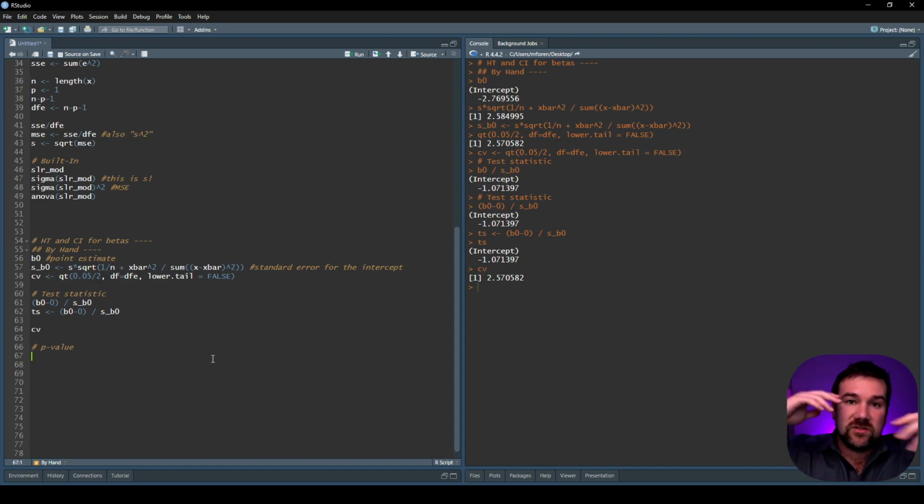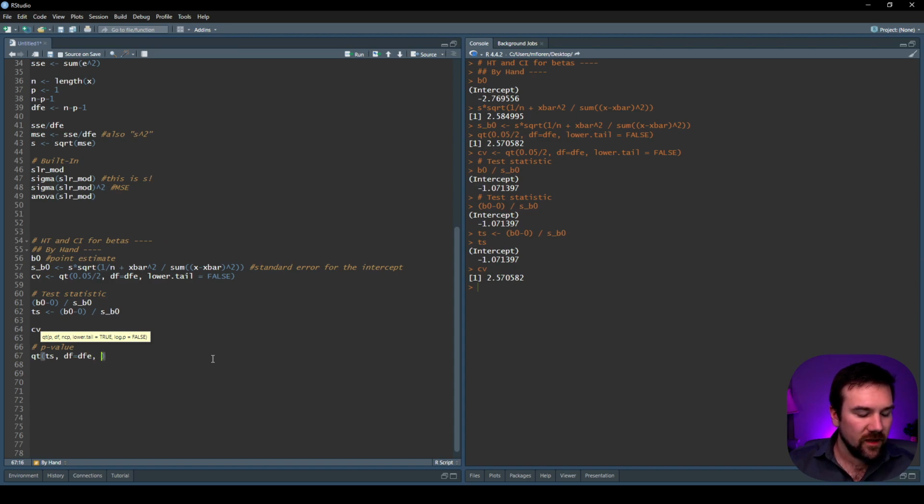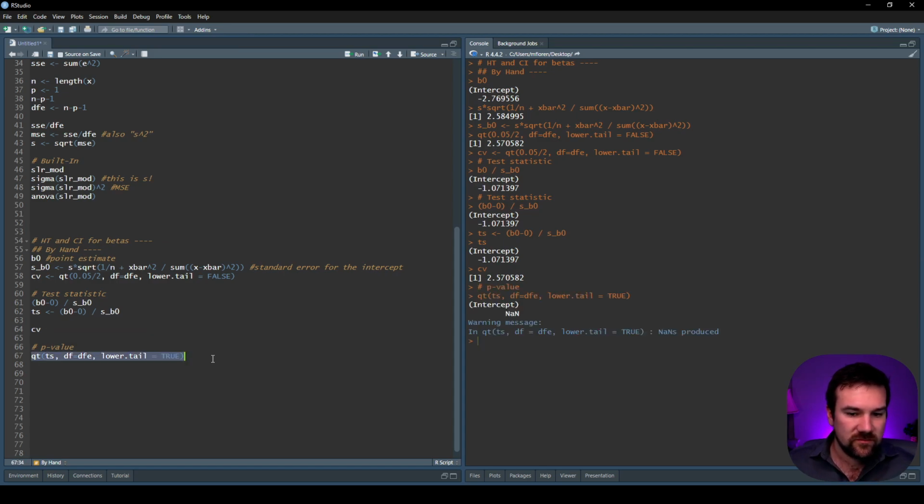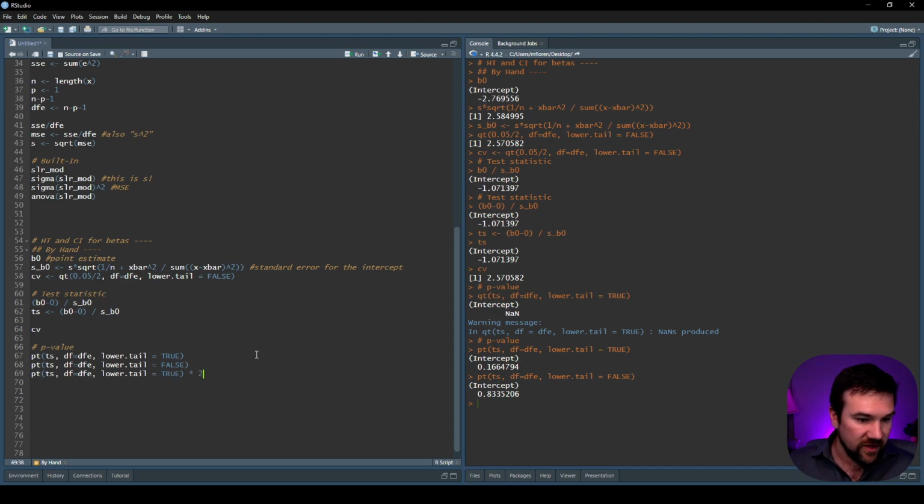All right, for the p-value, well, this is a two-tailed test, so I don't know which direction I'm going, so I'm going to have to run this twice. Give it my test statistic. Degrees of freedom is the degrees of freedom error. I'll do lower.tail equals true. This is looking in the lower direction. Oh, and I used the wrong command. I used QT, but for a p-value, you need to use PT. So I'll look in the lower tail direction, true and false. So this is the smaller one. Remember, I take the smaller one and multiply by 2. This is my p-value. There we go. Again, because it's a two-tailed test, smaller one multiplied by 2.